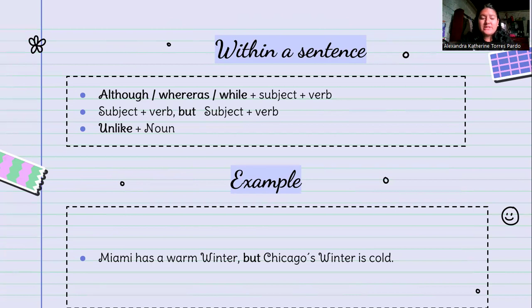Miami has a warm winter, but Chicago's winter is cold. We are comparing the winter between Miami and Chicago. Miami has a warm winter, but Chicago is more cold.